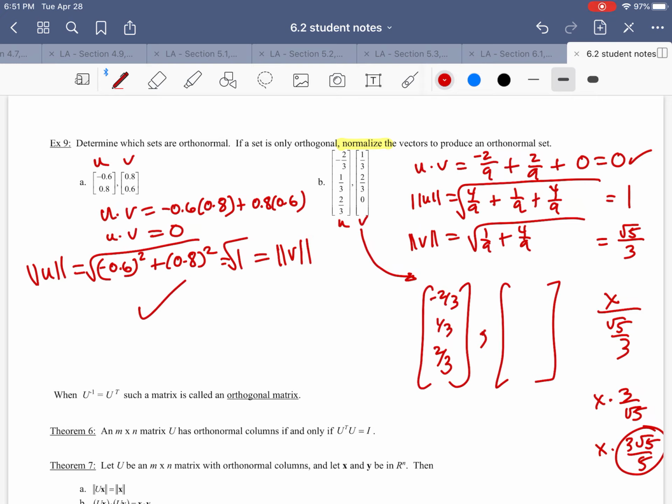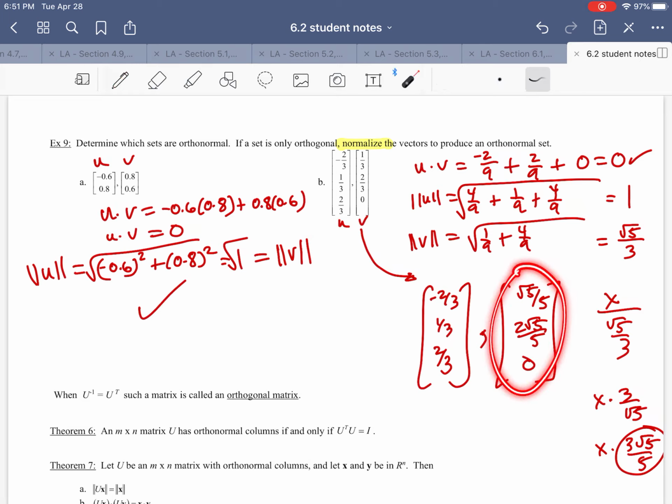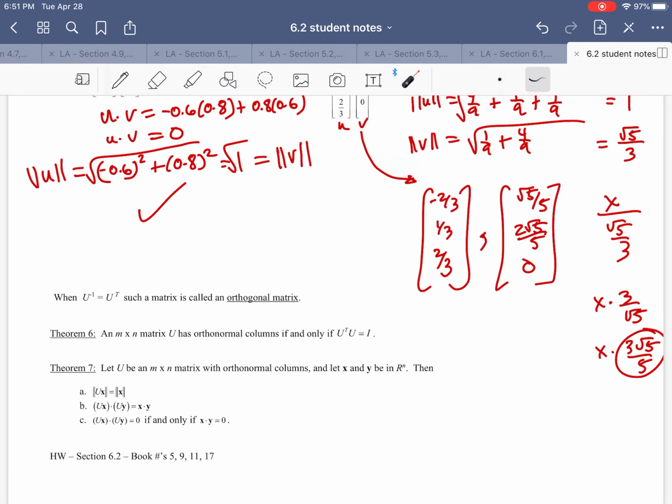So I have 1/3 times 3 radical 5/5, so that becomes radical 5/5. Then I have 2/3 times 3 radical 5/5, so that becomes 2 radical 5/5. And the last one is still 0. So if you were to check this out, it would still be perpendicular to this guy right here, because we did not change its direction, we just changed its length, its magnitude. And this one already had a magnitude of 1, and if you did it, you would find that this one now has a magnitude of 1 also. So now this is an orthonormal set, and we have normalized it to make it so.